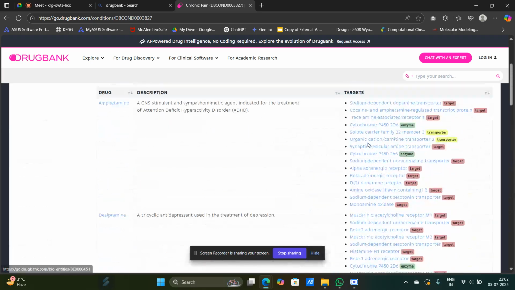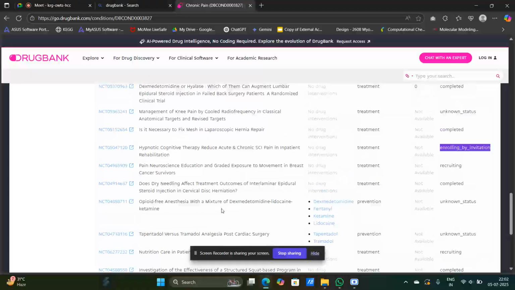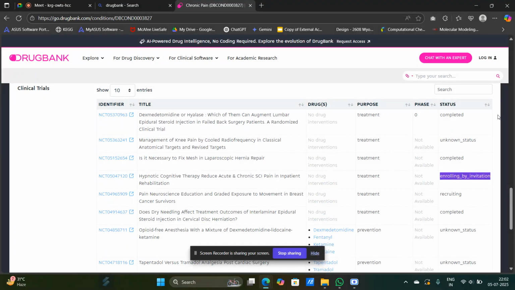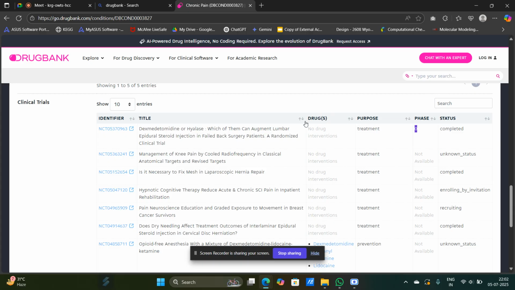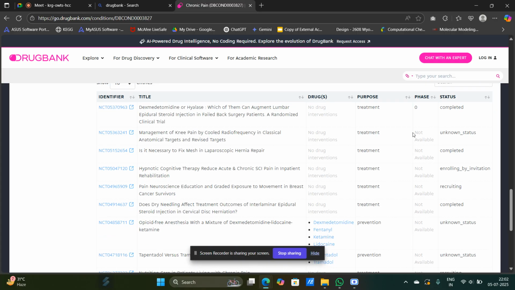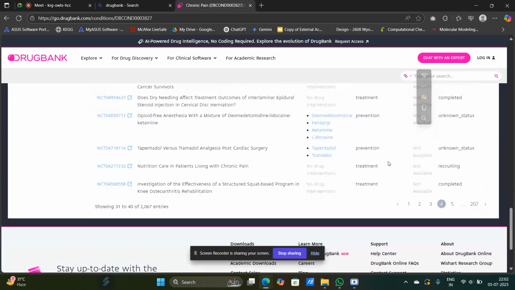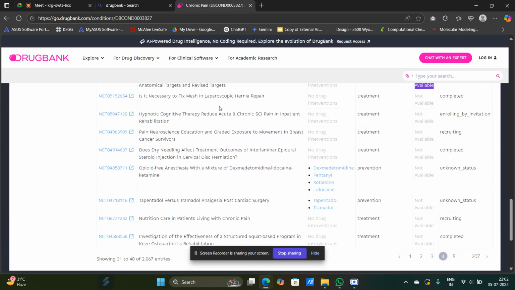So regarding a particular symptom, you can get to know the clinical trials that are happening, the status of the clinical trial, and the phase of the clinical trial. It is not that it is having everything for a clinical trial. For example, for the second one, it says not available. So it is not like it has all the data, but it does have some data related to clinical trials.